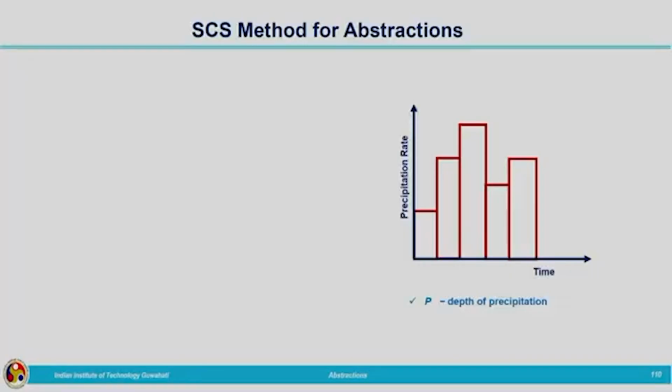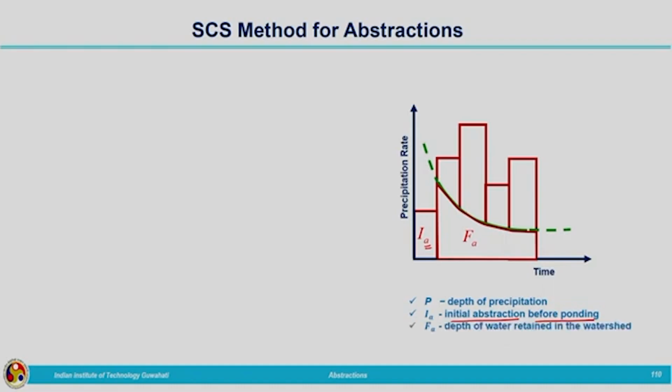So, we can consider the hydrograph like this, in which our precipitation rate is plotted against time, and P is the depth of precipitation. We are plotting the infiltration curve, and out of that IA represents the initial abstraction before ponding, and the remaining portion which is coming below the curve is considered as FA. FA is the depth of water retained in the watershed, and once we deduct these two, IA plus FA, from the total precipitation P, we will get the excess precipitation represented by PE.